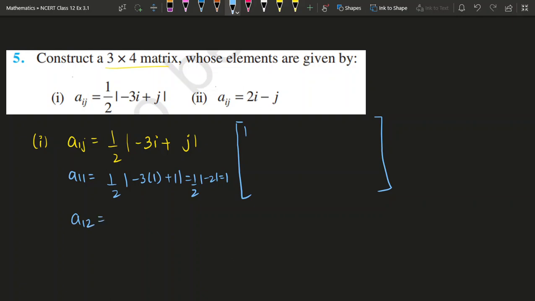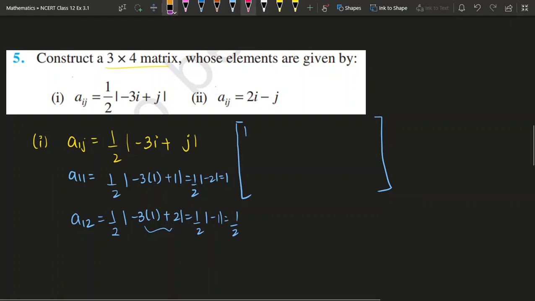Similarly, you can do A12. So that will be half times the absolute value of minus 3 times 1, plus, instead of j, now you put 2. And then you get minus 3 plus 2. Minus 3 plus 2 is minus 1. So half times the absolute value of minus 1, the mod of minus 1 is just 1, and that divided by 2 is just half.